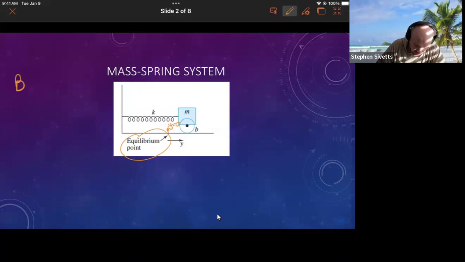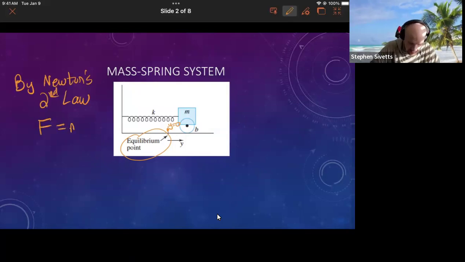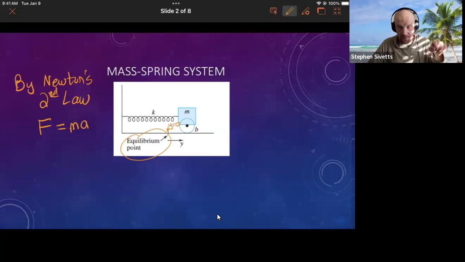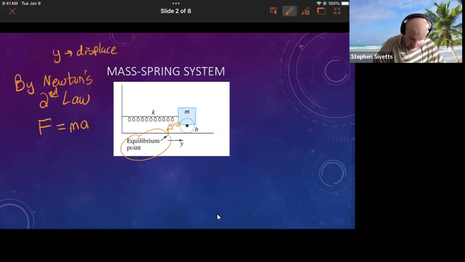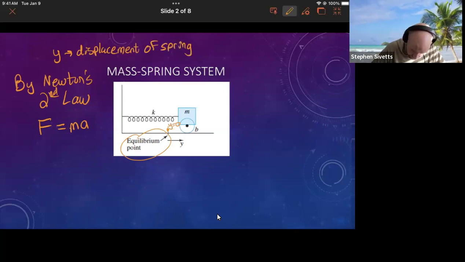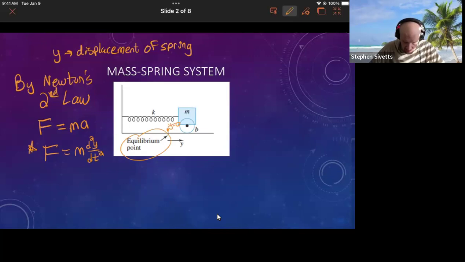And then by Newton's second law of motion, the force that is applied is equal to the mass times the acceleration. We also know that acceleration is the second derivative of displacement. So if y denotes the displacement of the spring where the mass is on the spring, we can write out the force of the spring as m times the second derivative of y with respect to t. So right here, this is Newton's second law.